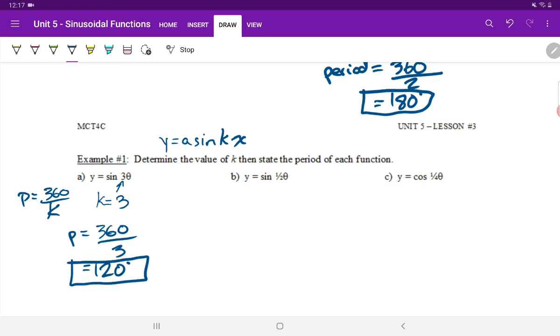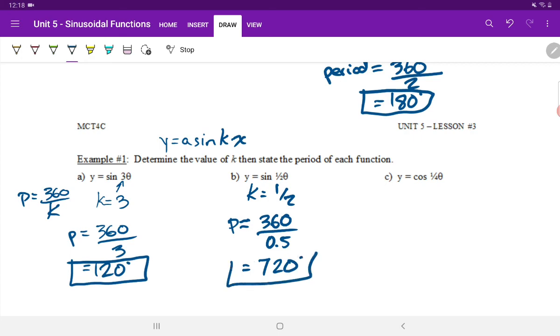It got compressed horizontally by a factor of 1/3. The period used to be 360. Now it's divided by 3. It's compressed by a factor of 1/3. Here, our k is 1/2. Period equals 360, and instead of using 1/2 here, although you could, let's just change it to 0.5. 360 divided by 0.5 is actually the same as multiplying by 2. So it's 720. We proved this in our graphs above.